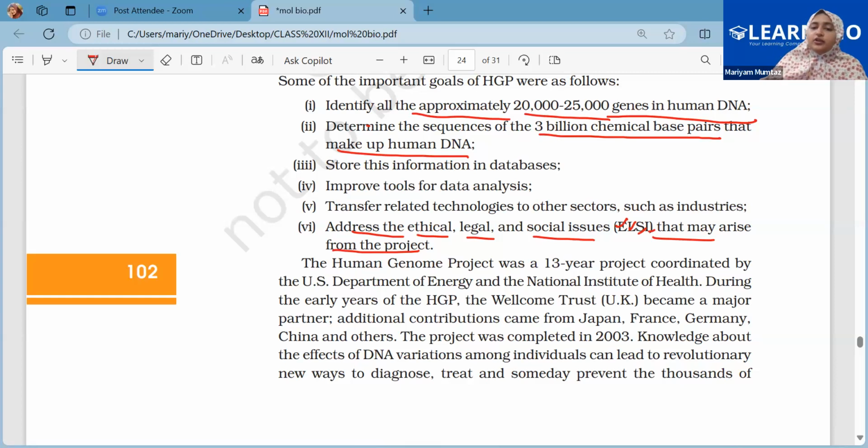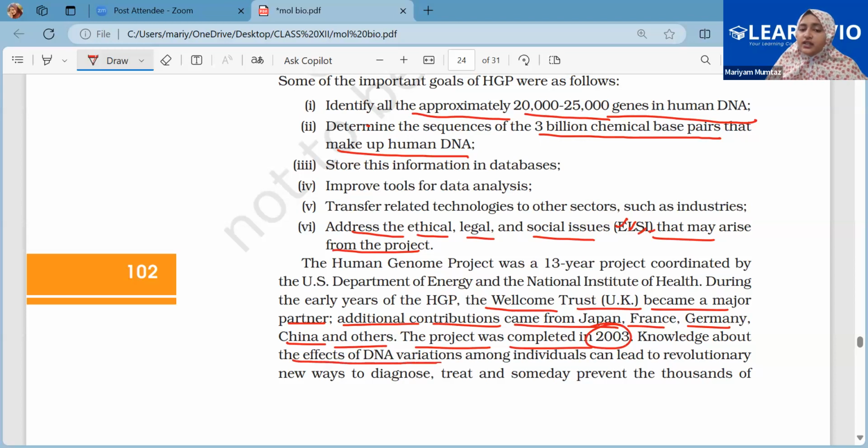Now, the Human Genome Project was a 13-year project coordinated by the US Department of Energy and the National Institutes of Health. During the early years of the HGP, the Wellcome Trust UK became a major partner. Additional contributions came from Japan, France, Germany, China, and others. The project was completed in the year 2003.